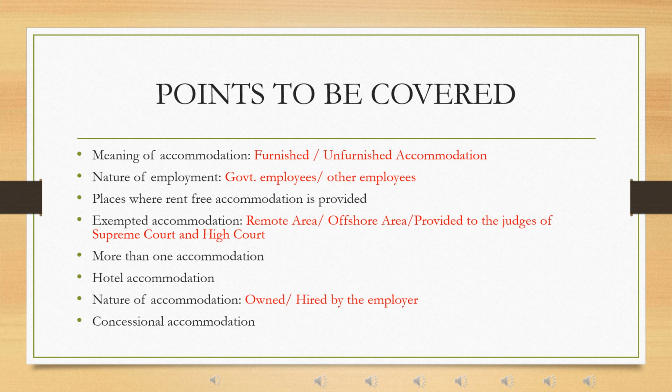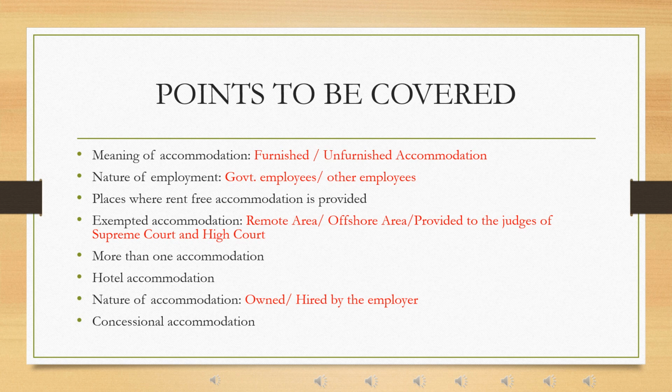Third point, places where RFA is provided. Under this point, we'll check the population of the area where accommodation has been provided, and provisions will vary if population is less than 10 lakhs, up to 25 lakhs, or above 25 lakhs. Next up is exemption of RFA. RFA is completely exempted or tax free if it has been provided in remote areas, offshore areas, and it is also exempted if it has been provided to the judges of Supreme Court and High Court.